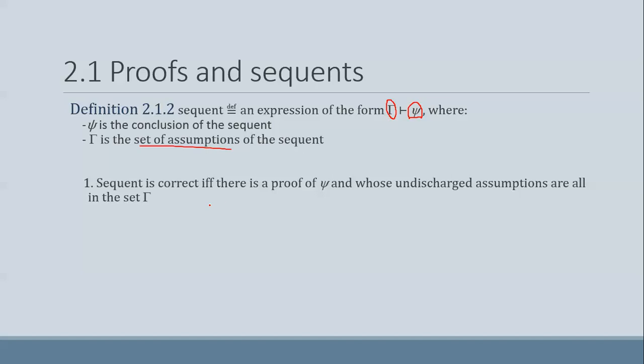And a sequent is correct. We will say a sequent is correct if and only if there is a proof of psi whose undischarged assumptions are all in the set gamma. So, in other words, a sequent is a correct sequent if it has a conclusion and all the assumptions that you need for that conclusion are in front of that entails sign. That's when you'll say it's a correct sequent.